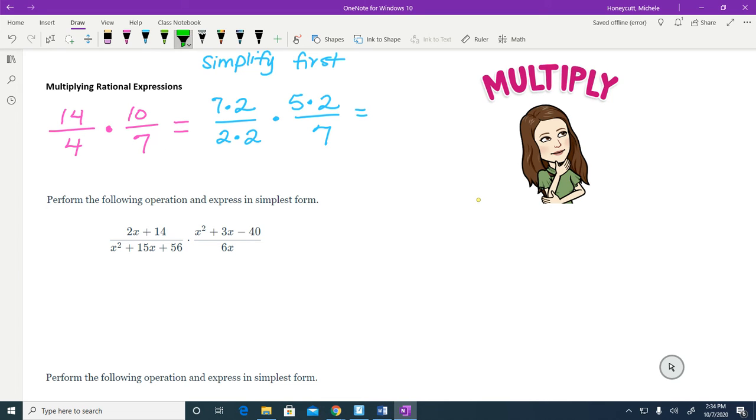Now, if you factor everything, you can simplify one term in the numerator with one term in the denominator. So I see a 7 right here. I can go ahead and divide that with the 7 over there, as long as one is in the numerator and one is in the denominator. You can divide out one on the top for one on the bottom.